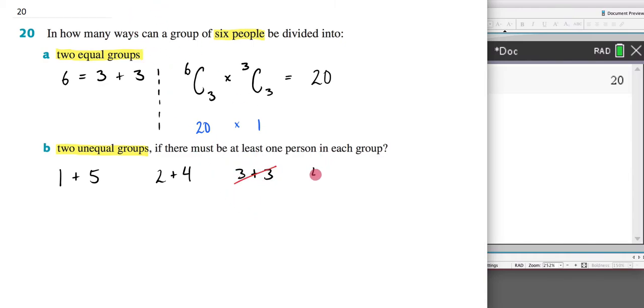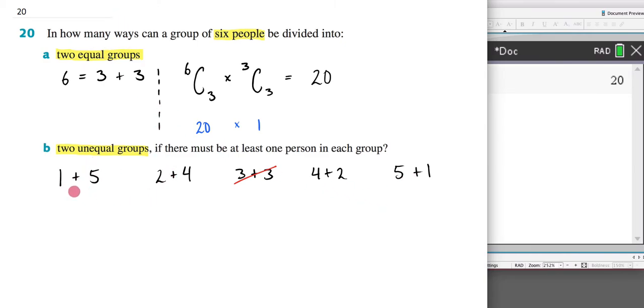Now, would I have 4 and 2? And would I have 5 and 1? Hopefully you can realize that because I'm dealing with combinations, the order doesn't matter. So 1 and 5 is the same as 5 and 1, and 2 and 4 is the same as 4 and 2. But let's just leave them up for the time being, realizing that we actually don't need to calculate what these are.